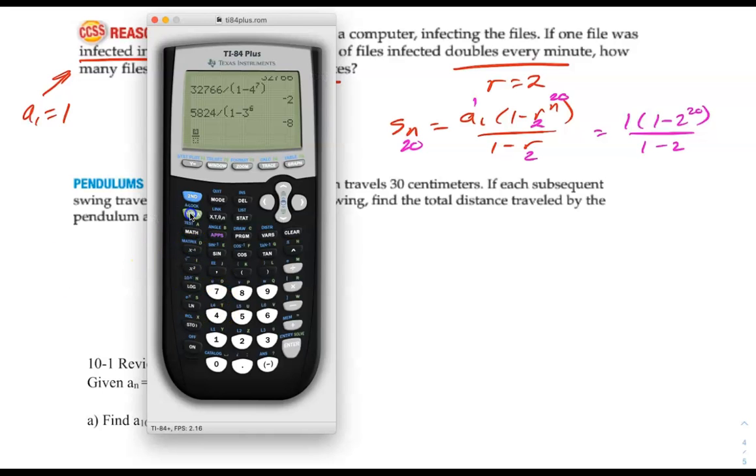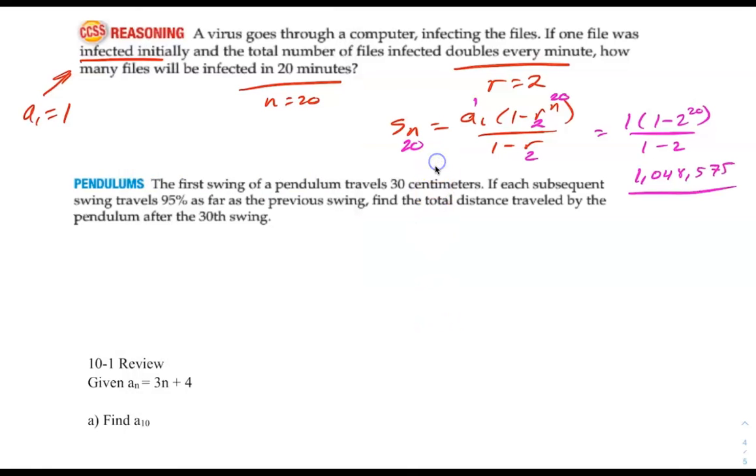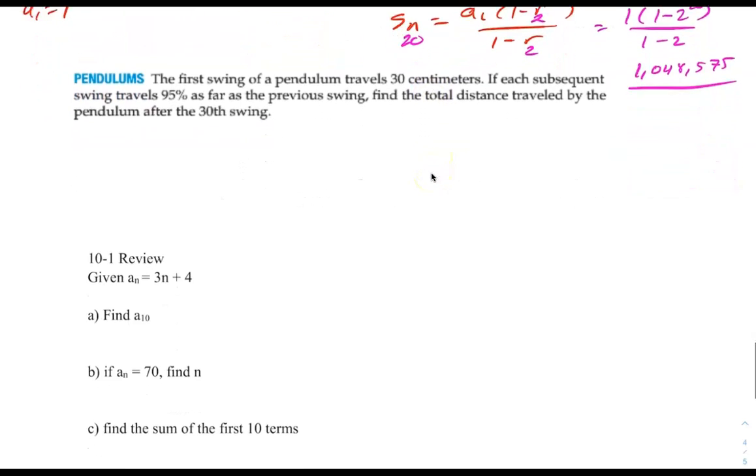So I get, let's do, oh, I already have it. I didn't need to put the 1 there. What am I doing? 1 minus 2 to the 20th, and then over 1 minus 2. So hence the negative 1, but whatever, I'll just put it in. And we get a lot of files. So about 1,048,575. So over 1 million files. But that's the answer. Next one.